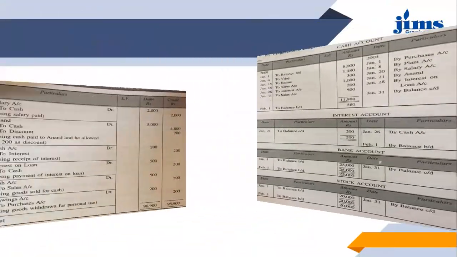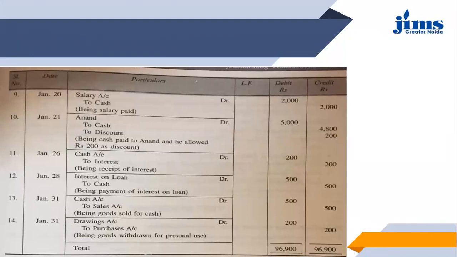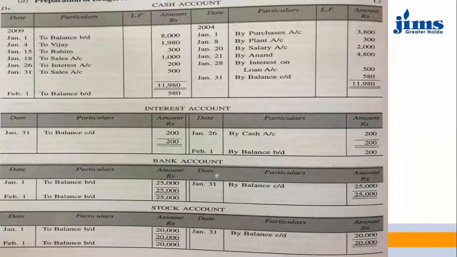Then the next journal entry is cash account debited to interest and interest on loan to cash. So in one entry, interest is credited with 200, and in the other entry, the interest on loan is getting debited with 500. So let's take up the interest account.